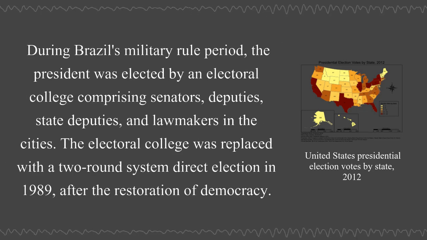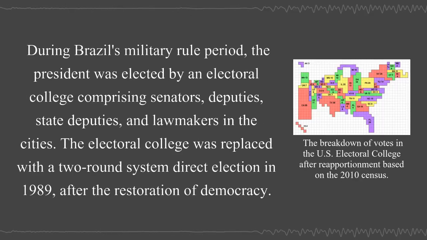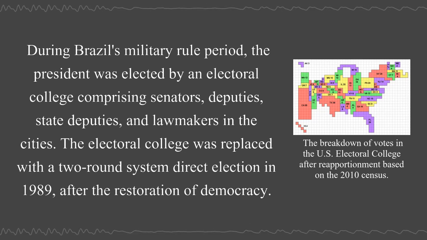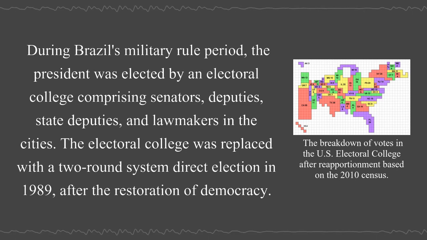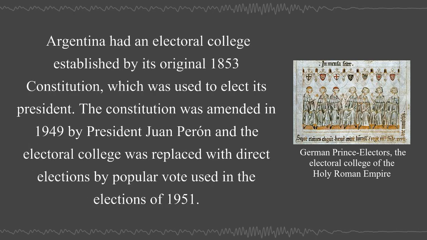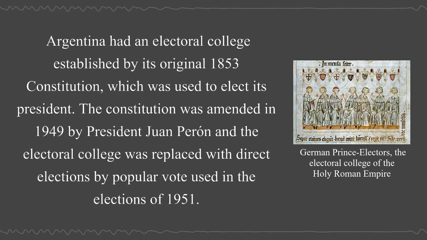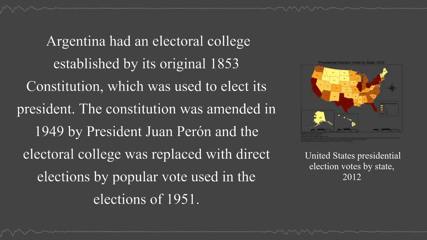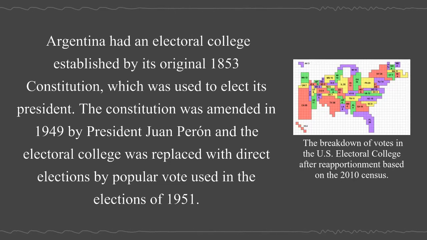During Brazil's military rule period, the president was elected by an electoral college comprising senators, deputies, state deputies, and lawmakers in the cities. The electoral college was replaced with a two-round system direct election in 1989, after the restoration of democracy. Argentina had an electoral college established by its original 1853 constitution, which was used to elect its president. The Constitution was amended in 1949 by President Juan Perón, and the Electoral College was replaced with direct elections by popular vote used in the elections of 1951.